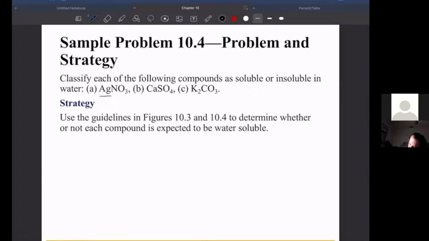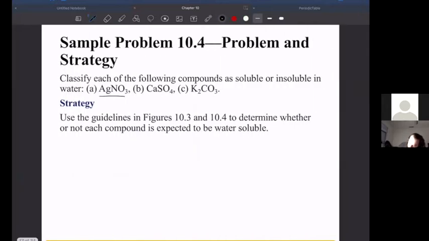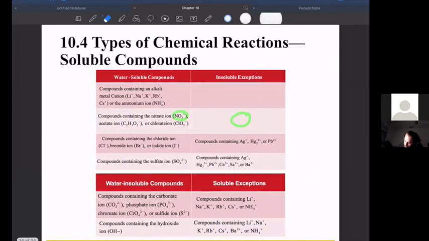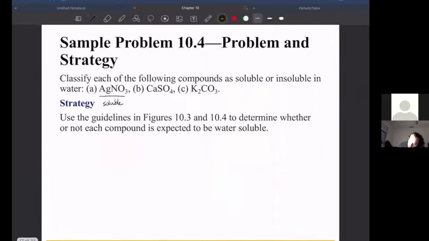So sodium nitrate, silver nitrate, I'm going to go to my table here. And I see that for nitrates, there are no insoluble exceptions. So this is definitely going to be soluble. Calcium sulfate, I'm going to go to my table. I need to find either calcium or sulfate. In this case, after I hunt around a bit, I will see that sulfate is located here. It says most sulfate compounds are soluble, but calcium is an exception. So this compound here would be insoluble.